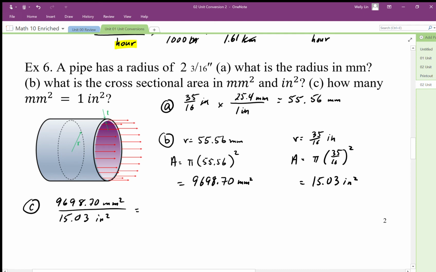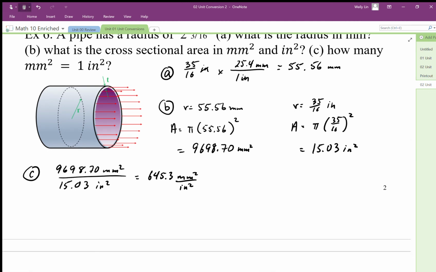So I divide. Okay, so I end up with, what's that? 9698.7 divided by 15.03. I get 645.3 about. So this is 645.3 millimeters squared for 1 inch squared. Okay, so that's one way to do it.